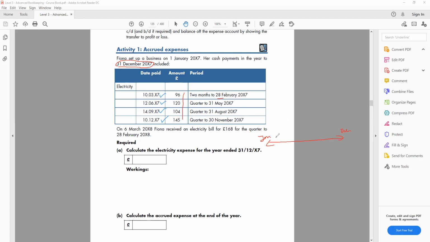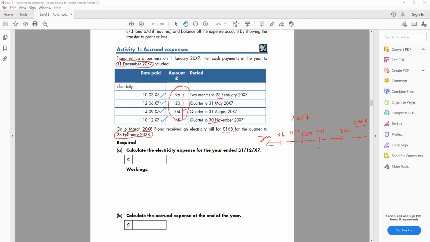That was paid in February. Let's say we paid here £96, then £120 here, then 104 here, then 145 here. All this money was paid before December. By November, all this money is paid. Now, at the bottom it says on 6th of March 2008, Fiona received an electricity bill for 168 for the quarter to 20th February 2008. That is next year, isn't it? So we are in 2007 and he talked about 2008, that is next year.